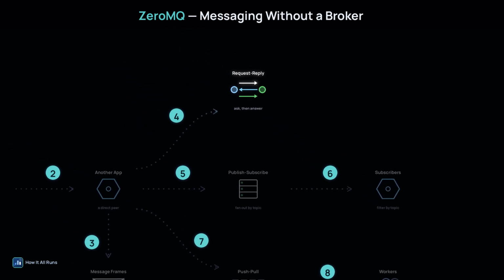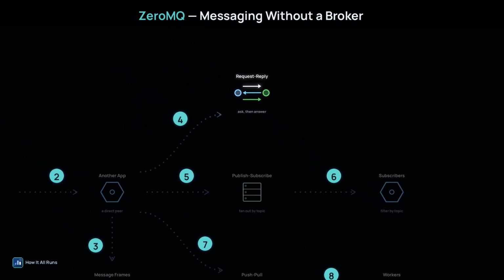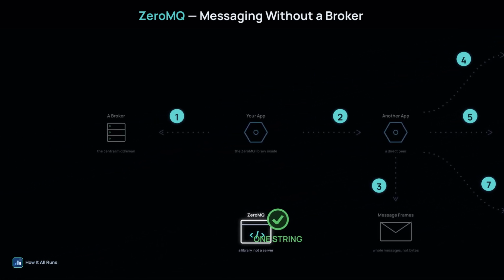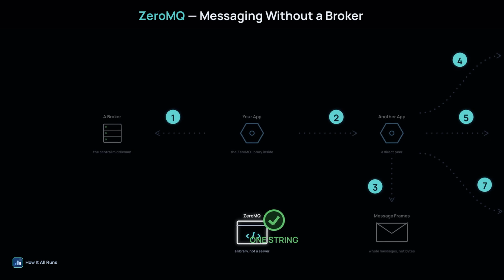For fully asynchronous versions, ZeroMQ offers dealer and router sockets, the same request-reply idea, but without the lockstep, so many requests and replies can be in flight at once. The patterns compose and layer. And here's the quiet elegance. The very same code works whether the transport is threads inside one process, processes on one machine, or peers across the network. You change one connection string, nothing else.